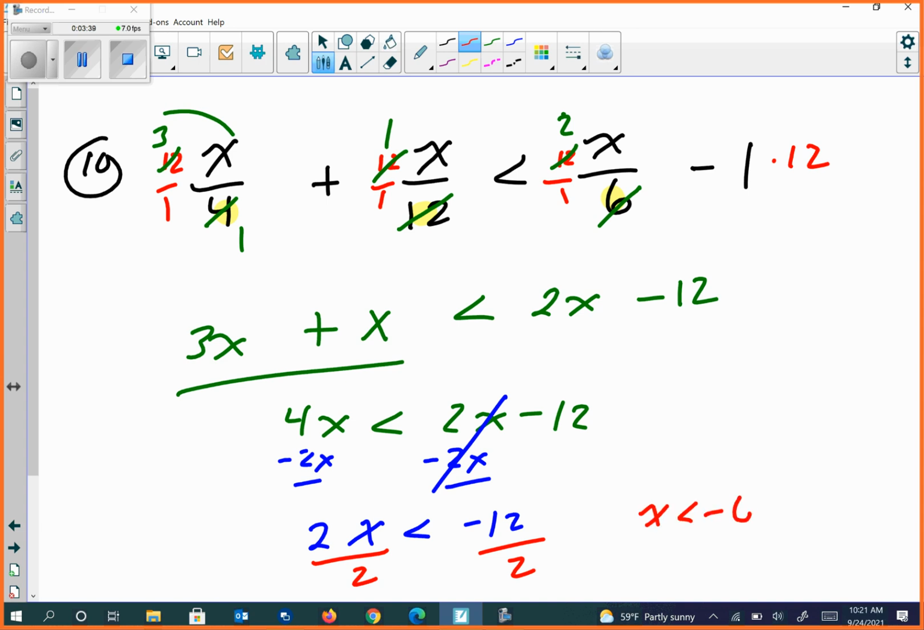So I get this. And then we want to write all the answers in interval notation. So I want values less than, to the left of negative 6. So like negative 7, negative 8, all the way to negative infinity. So it's going to go from negative infinity to negative 6. And it's a round bracket because I don't have an equal sign.